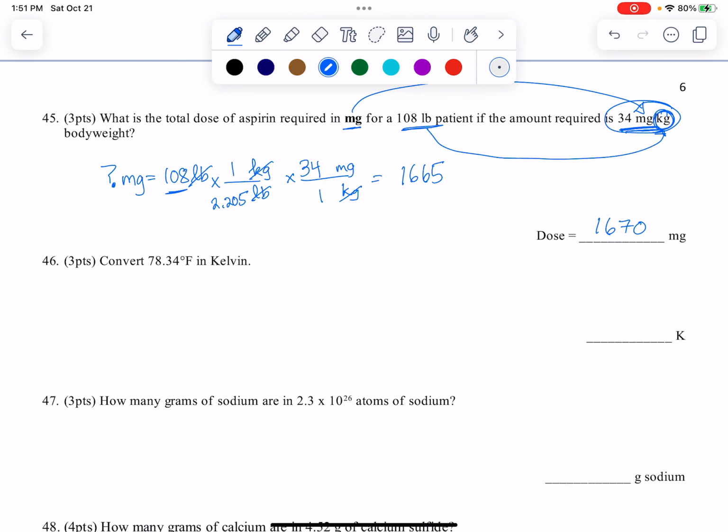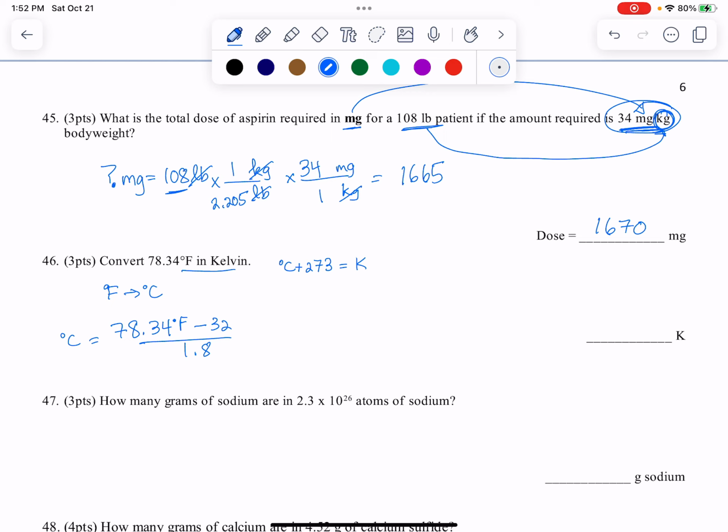All right, number 46, convert 78.34 degrees Fahrenheit into Kelvin. You do need to convert it into Celsius first. The degrees Celsius plus 273 equals the Kelvin temperature. So first thing I'm going to have to do is Fahrenheit to Celsius, so I have to know that formula. To get Fahrenheit to Celsius, I take the Fahrenheit temperature, subtract 32, and divide by 1.8, and that gives me my degrees Celsius. That's the formula.